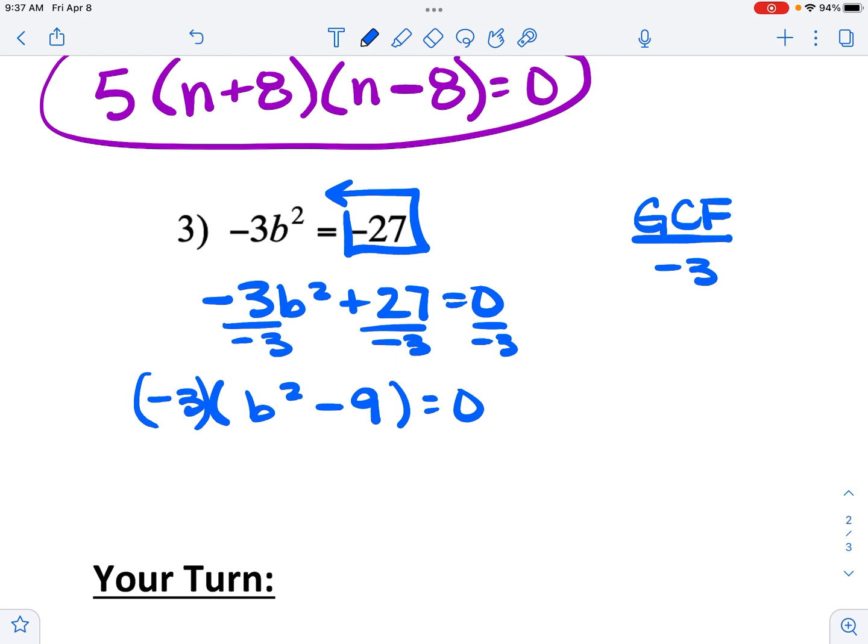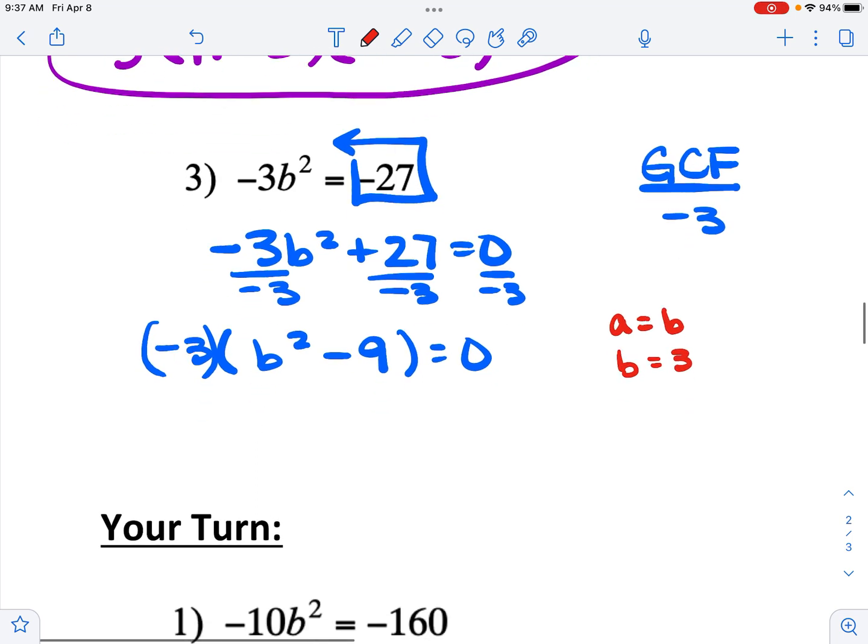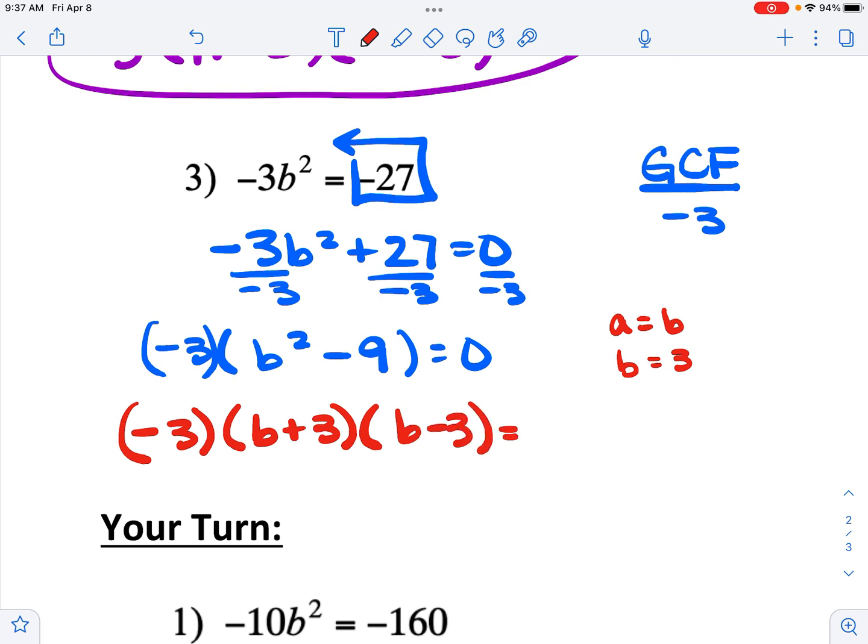Determine if our A and C are both perfect squares. Well, our A is going to be b, and our B is going to be the square root of 9, which is 3. So our final answer becomes b plus 3 and b minus 3.